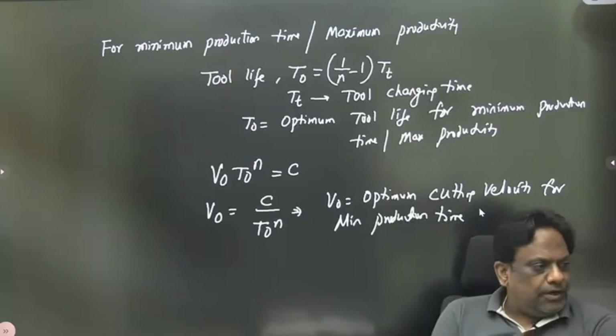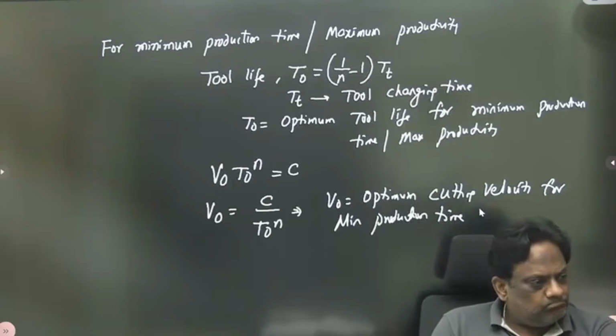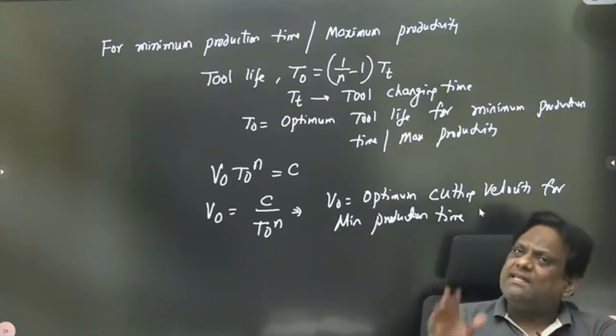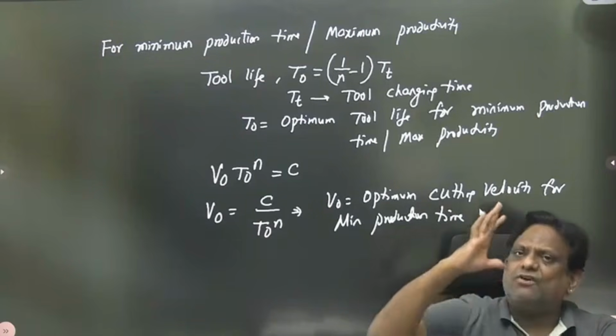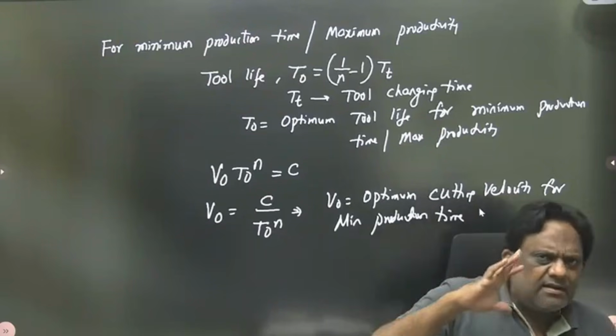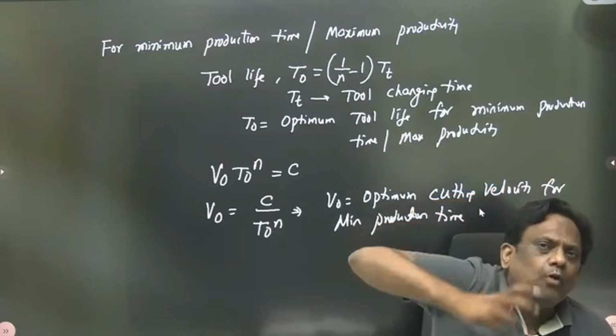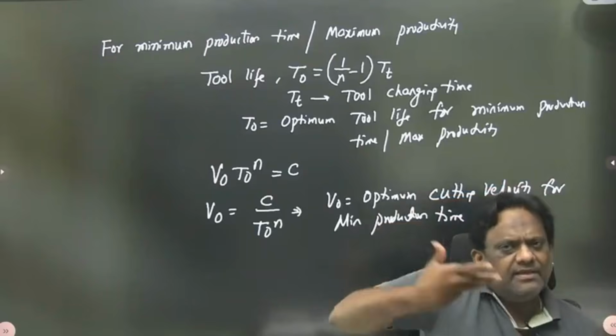Enough. Hope you understood, sir. Is the concept clear, sir? मस्त मजा आ गया. So this is the first part of economics of machining. I think there is no doubt because I explained everything in a crystal clear manner, how the graphs are coming, how we are deriving, how the differentiation is done, and everything is explained.